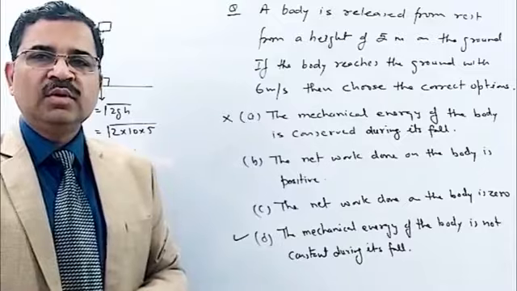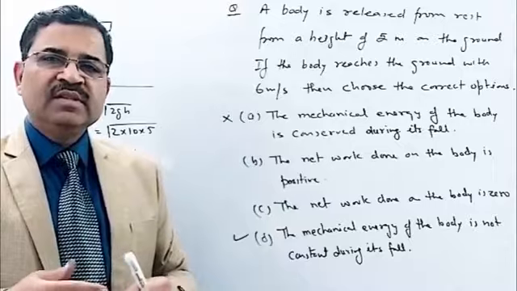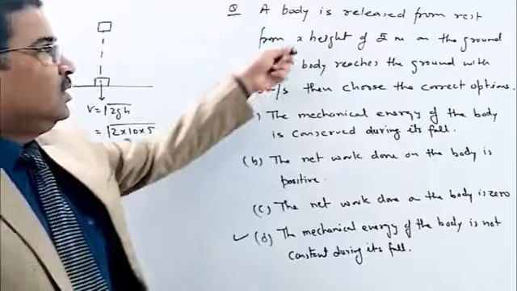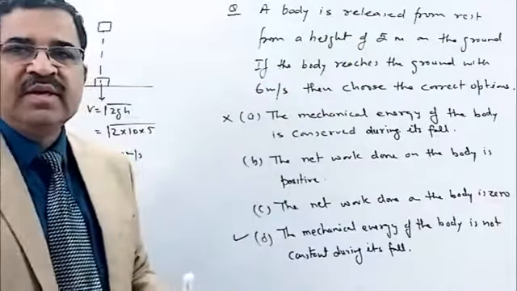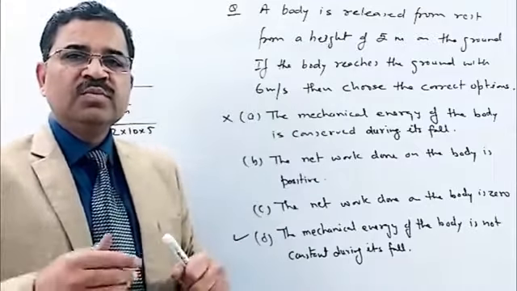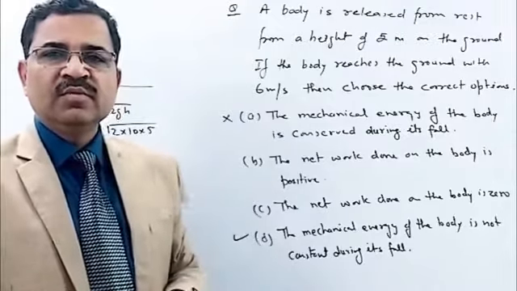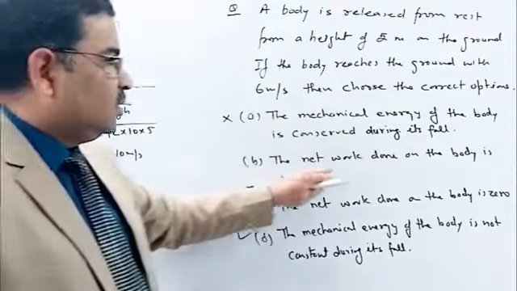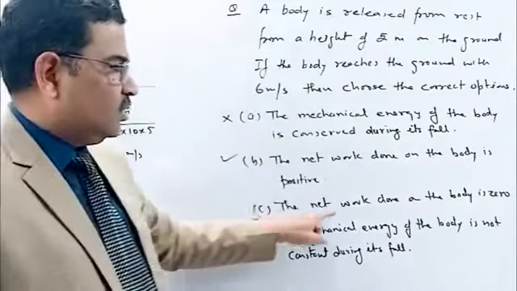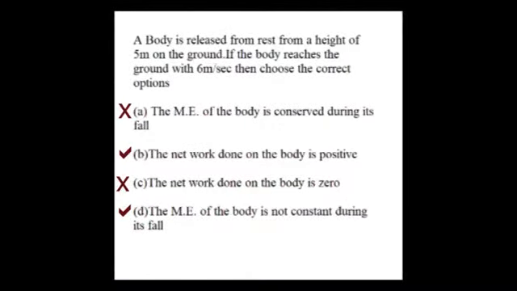Now let us talk about the work done. If the net work done on the body is 0, its kinetic energy must remain constant. Whereas if the net work done is positive, its kinetic energy should increase. Now in this question, the initial velocity of the body is 0, so its initial kinetic energy is 0. But when it reaches the ground, it has a certain speed of 6 meter per second. So this means during the fall, its kinetic energy is increasing. So the net work done on the body should be positive. So the second option, the work done on the body is positive, is correct. Whereas the net work done on the body is 0 is incorrect. B and D options are correct.